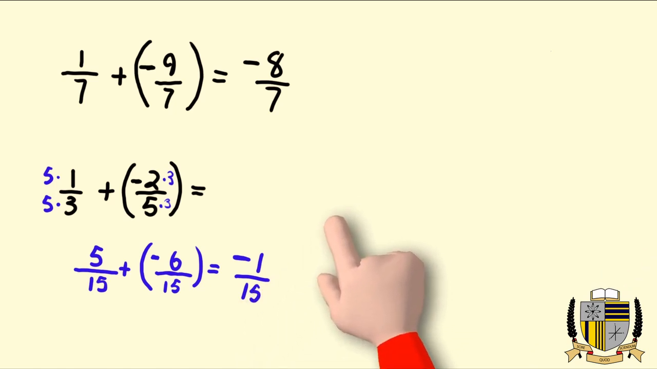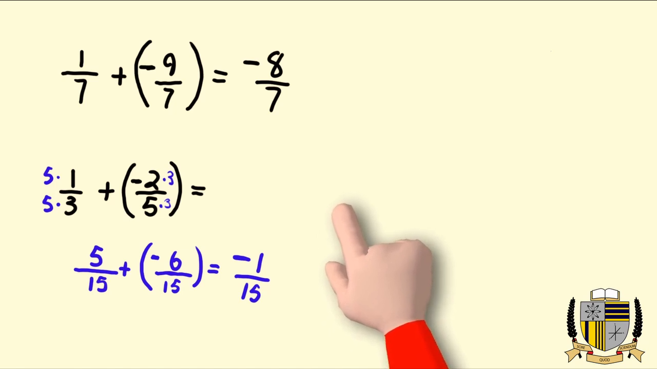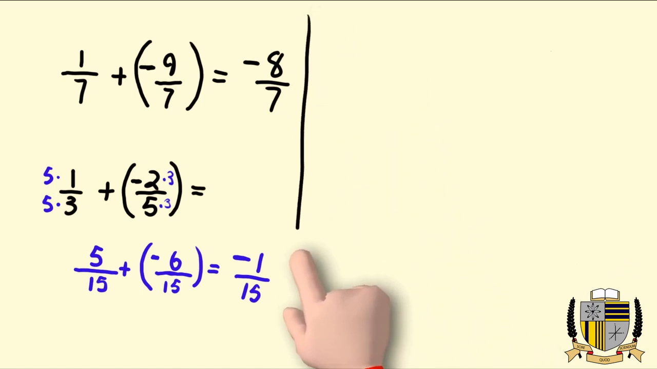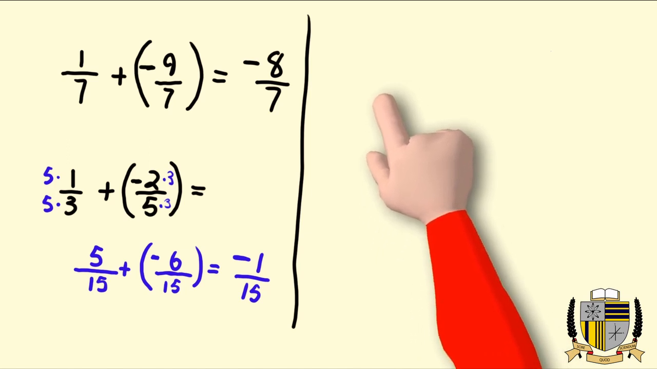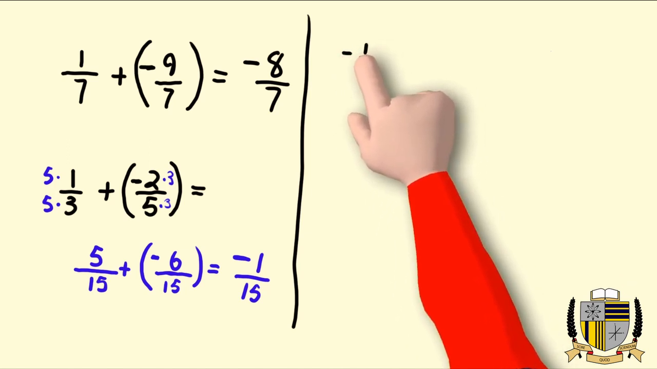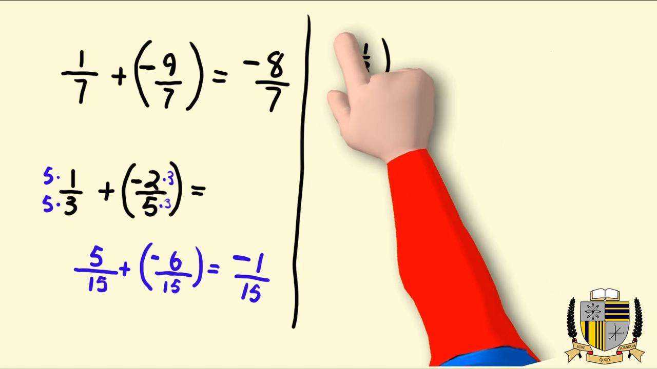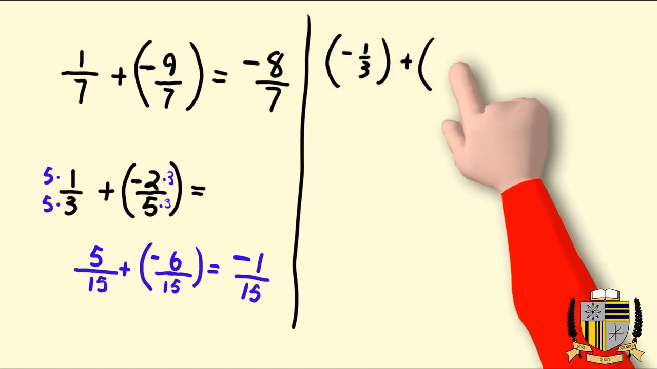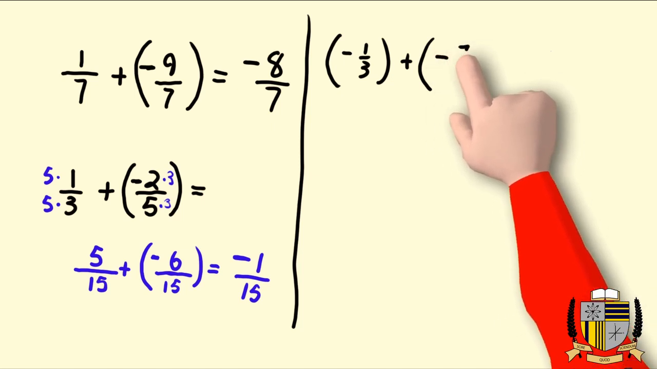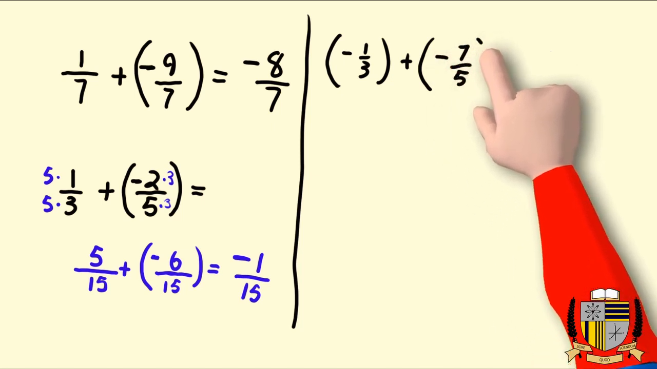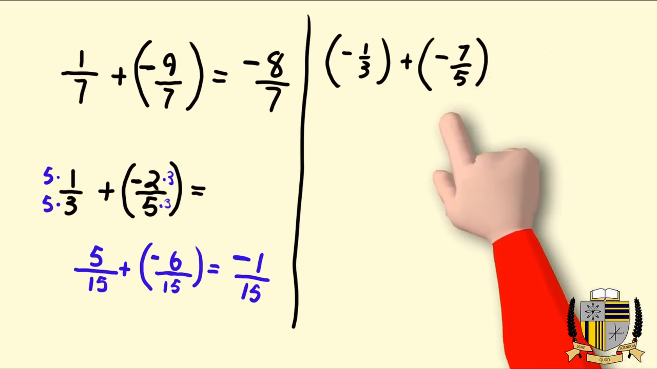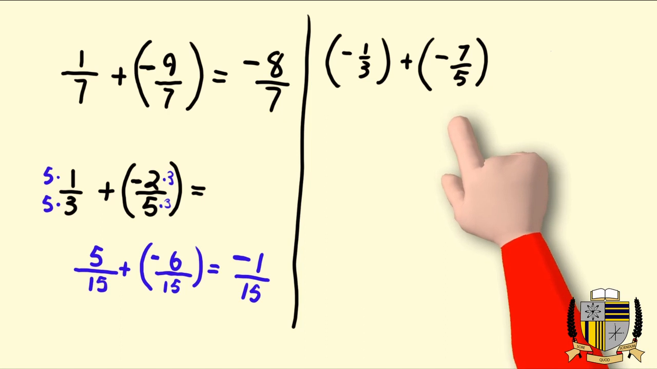All right, let's go on. I'm going to do two more because it's very important to understand this. Very, very important. Here we have a negative 1/3 plus a negative 7/5. So now I'm looking at this and I'm saying to myself, hey, I can't even do anything, right?